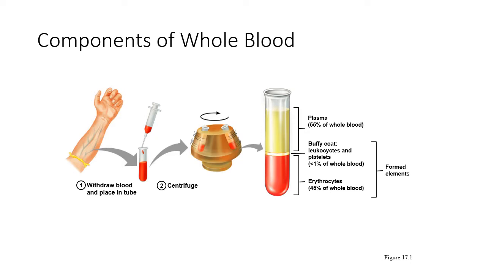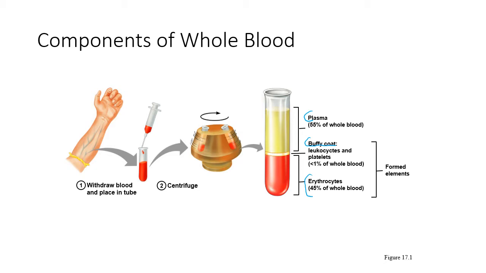So the most dense portion is going to be the red blood cells. So we're going to have our erythrocytes, our red blood cells, here at the bottom. We're then going to have another part of cells, which is termed the buffy coat. And this is going to be all of our white blood cells and our platelets. And then the last portion, which actually makes up generally the greatest quantity, is the plasma.